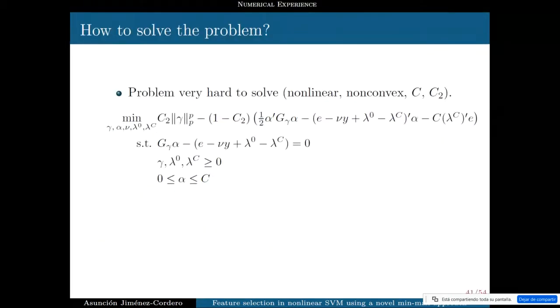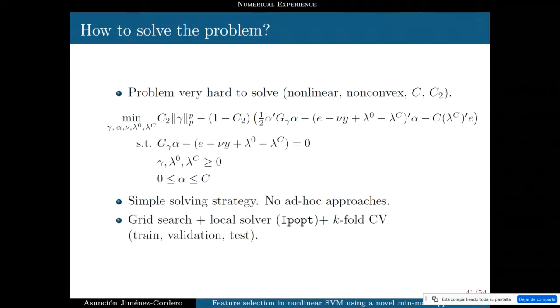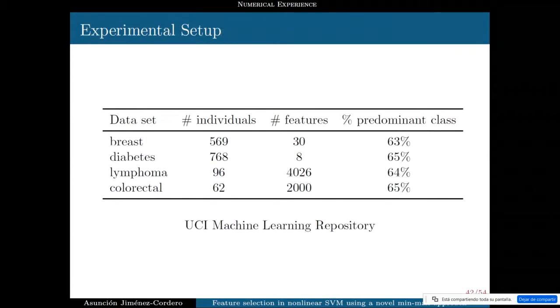What about the numerical experience? Even though we have reformulated this problem, it's still very hard to solve, because we have two hyperparameters here. It is nonlinear, non-convex. But the point here is that we use off-the-shelf solvers to solve it. And the strategy that we propose is very simple. It is just based on grid search plus a local solver, and all this is embedded in a k-fold cross-validation.